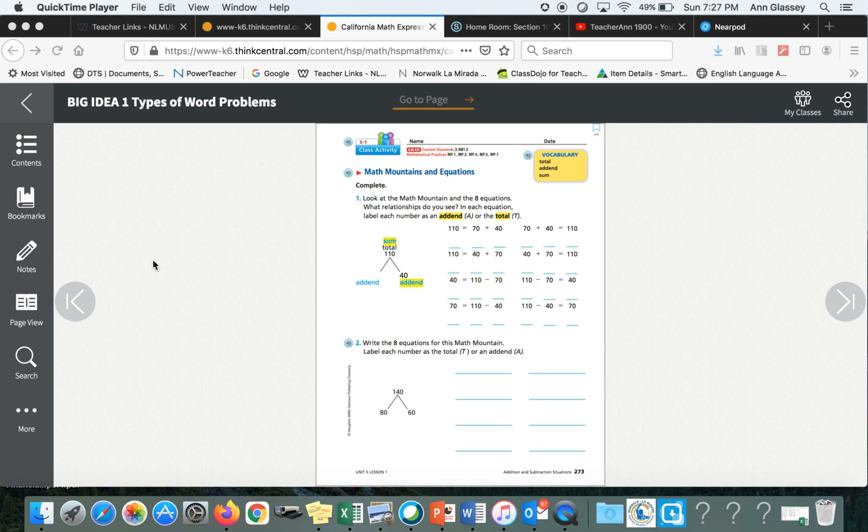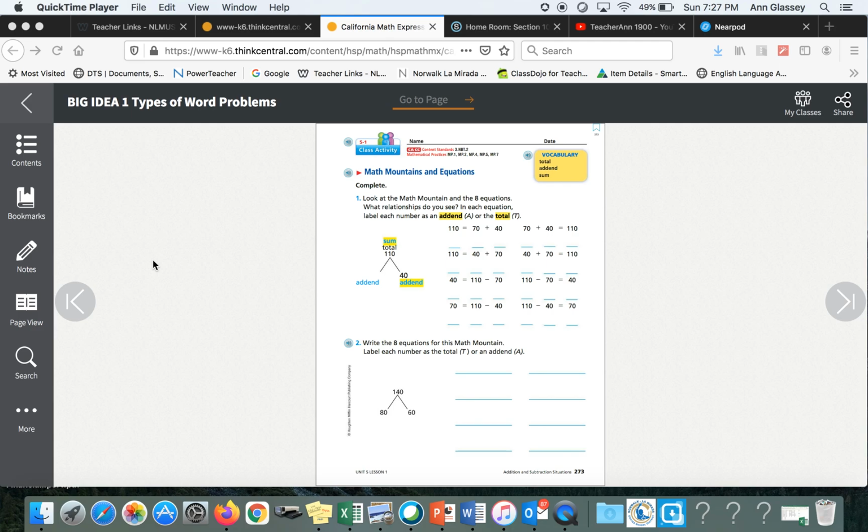Your math lesson for May 24th, 2021. You will complete pages 273 and 274 in your math book. Math mountains and equations. Complete. Look at the math mountain and the 8 equations.